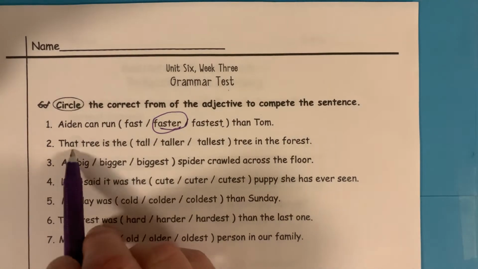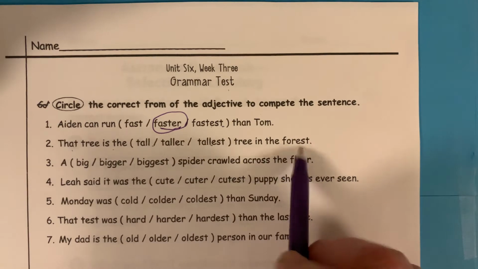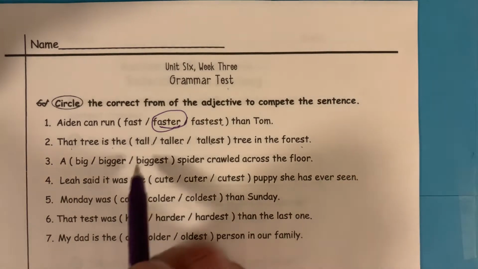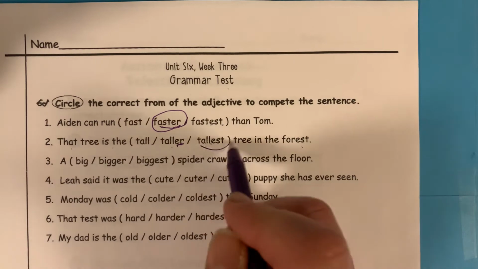Okay, number 2, that tree is the taller or tallest tree in the forest. Have you ever been to a forest? There are more than 2 trees in the forest, right? And so you're comparing more than 2 things. So it's not going to be taller, it's going to be tallest.